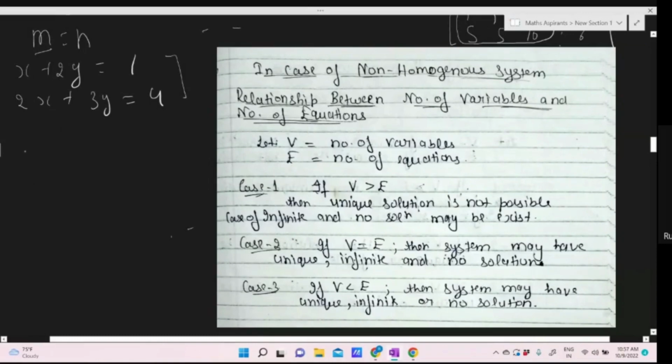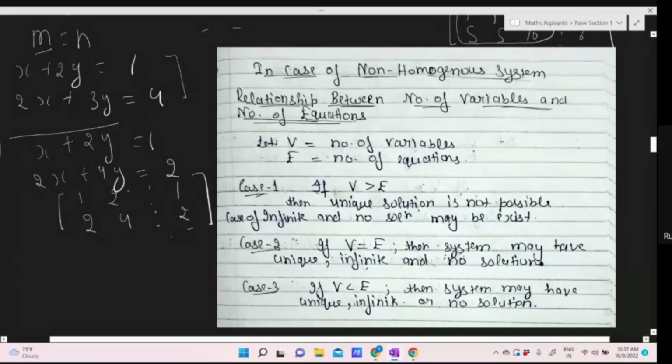For infinitely many solutions, let us take another system. x plus 2y is equal to 1, and 2 times x plus 4 times y is equal to 2. After writing its augmented form, we will get this kind of matrix. Here you can see that rank of A becomes 1, rank of the augmented matrix is also 1, which is less than the number of variables, that is 2. Therefore, this is an example of a system having infinitely many solutions. If M is equal to N, then no solution also exists. For this, let us take an example.